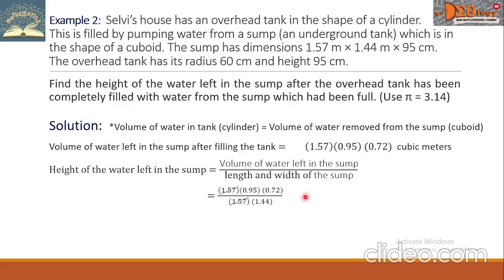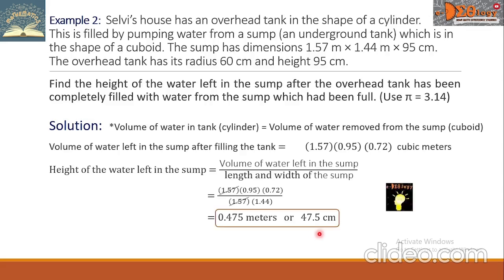Let us simplify this fraction. We can cancel the 1.57, and with the use of our calculator, the quotient will be 0.475. That is in meters. We can convert this into centimeter as 47.5. This is the height of the water left in the sump.